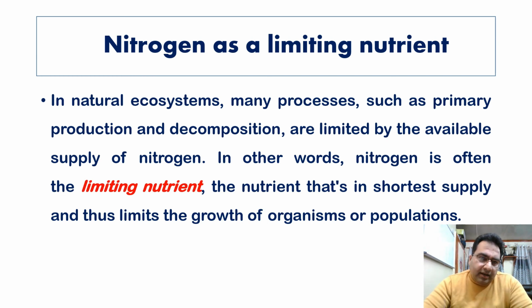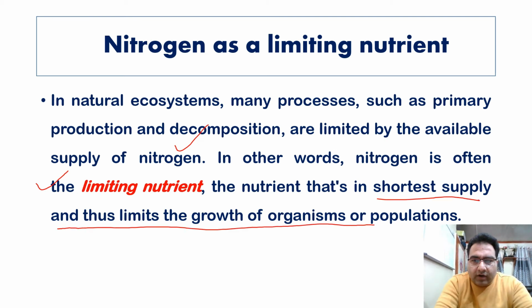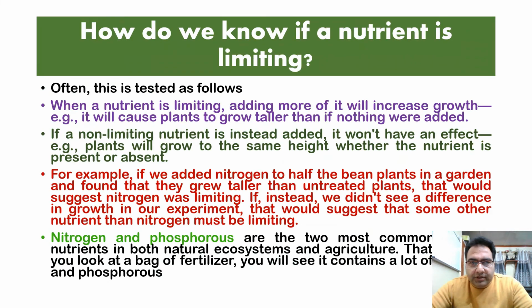So is nitrogen a limiting nutrient? How can we know that nitrogen is a limiting nutrient or not? Today we all know that nitrogen is a limiting nutrient. In natural ecosystems, many processes such as primary production and decomposition are limited by the available supply of nitrogen. In other words, nitrogen is often the limiting nutrient, the nutrient that is in the shortest supply, and thus limits the growth of the organism or population. So we call those nutrients limiting nutrients, which are in the shortest supply but limit the growth of the organism or population.